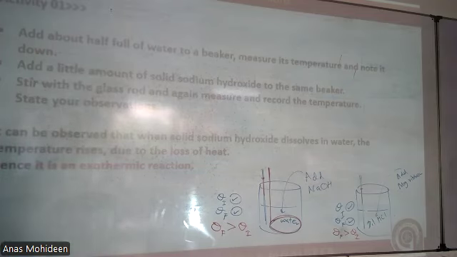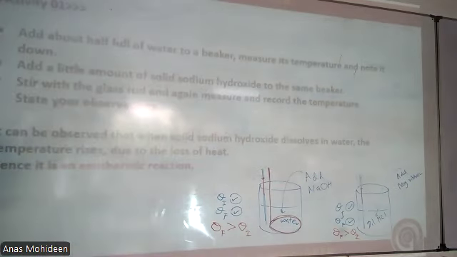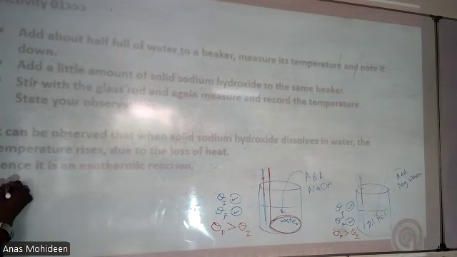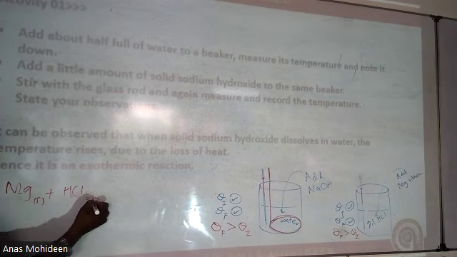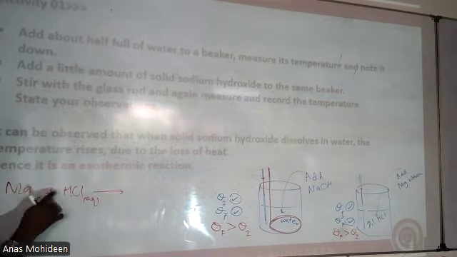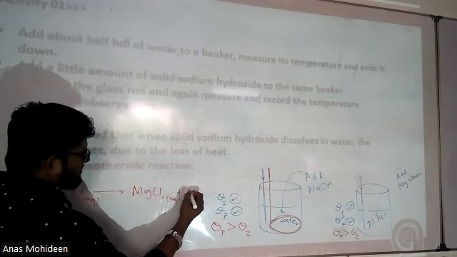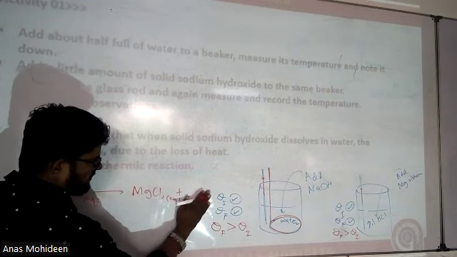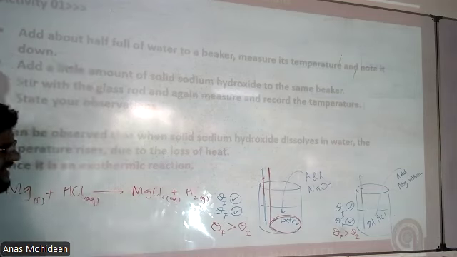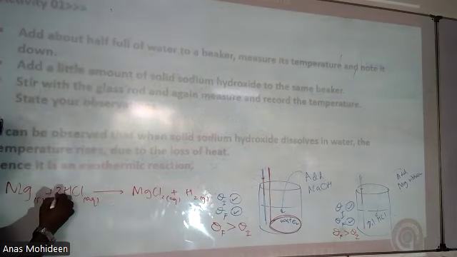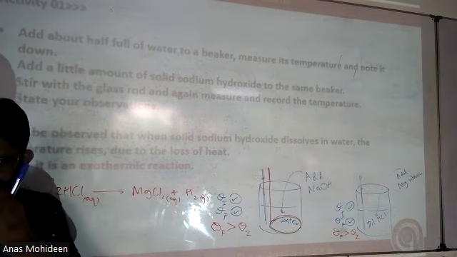Are you done? Now below that there's an activity. There's another example taken for this, the magnesium. This is the reaction. Magnesium plus HCl gives MgCl2, and hydrogen gas goes out. Balanced. So this reaction you have to write below.